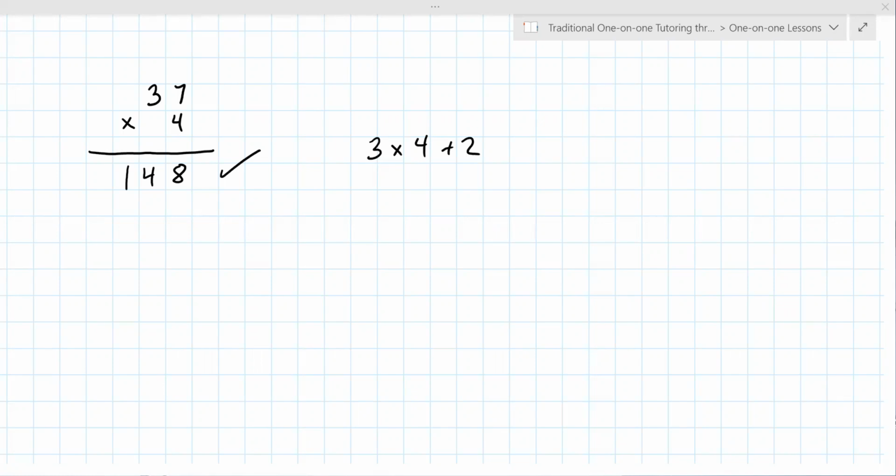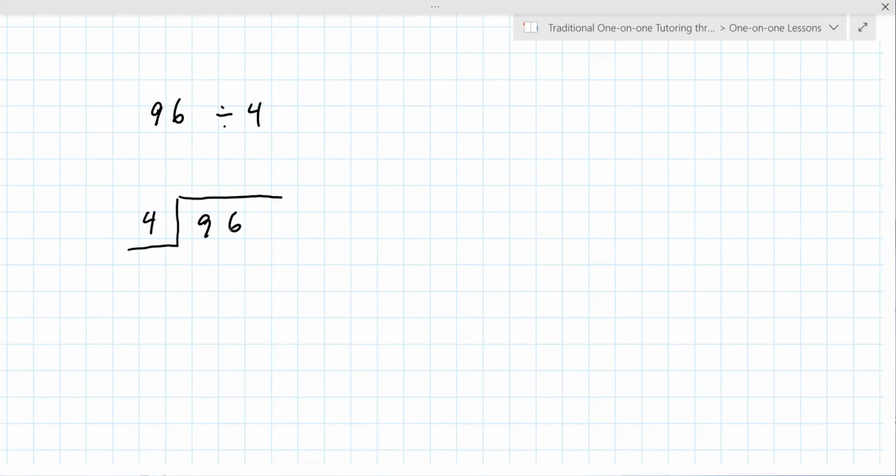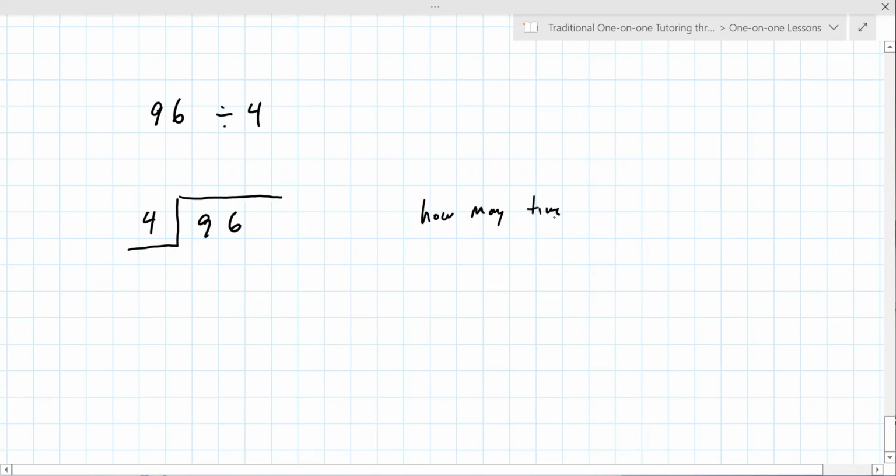Okay, so we've been doing some division problems. Let's try this one here. Let's go 96 divided by 4. Okay, so 4 goes outside the house and 96 goes inside the house. All right, now how many times, and this is the question for you, how many times does 4 go into 9?